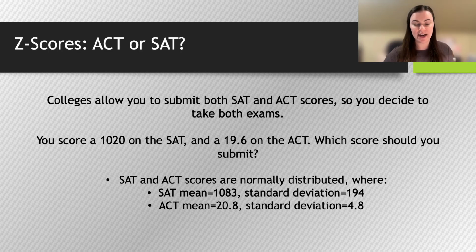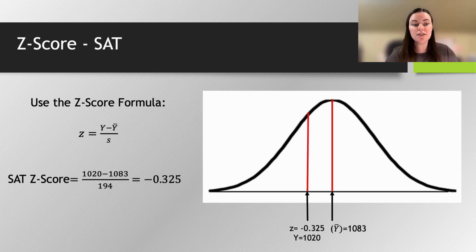So let's take a look at an example of a student who scored 1,020 on the SAT and 19.6 on the ACT, and they're trying to figure out which score they should submit. Importantly, the SAT mean is 1083 with a standard deviation of 194, whereas the mean on the ACT is a score of 20.8 and a standard deviation of 4.8 points. We'll keep that in mind as we move forward with our z-score calculations throughout the rest of this presentation. Let's first calculate our z-score for the SAT.